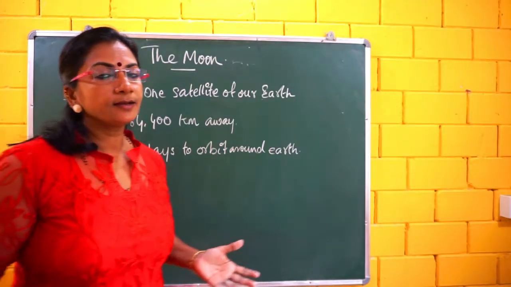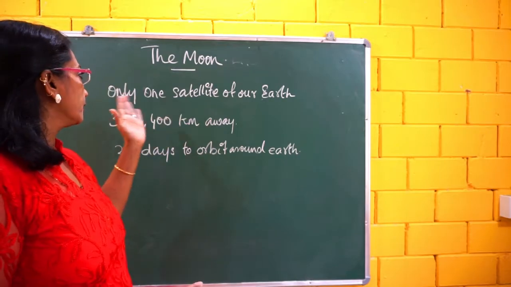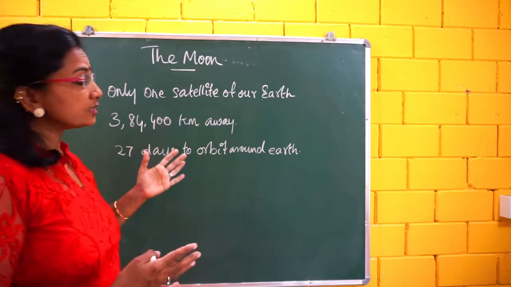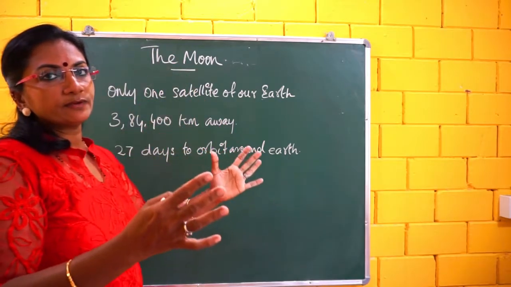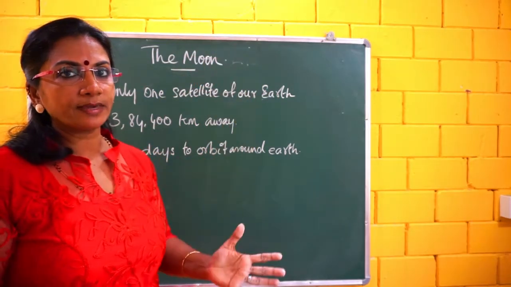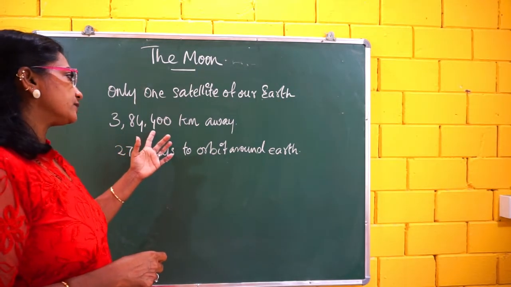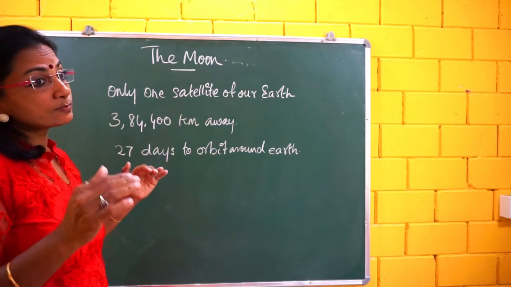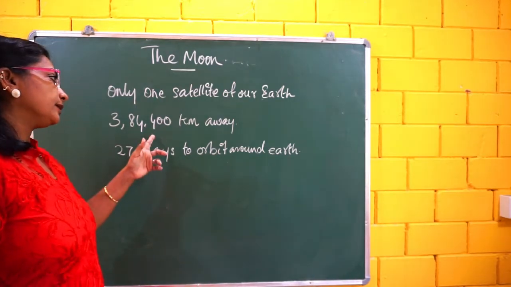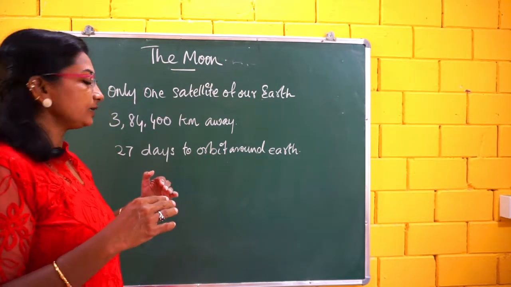Yes children. Next I am going to teach you about the moon. The moon is the only satellite of the earth. When we look at the sky, it appears so big. Why? Because it is only 384,400 kilometers away from us. But it is much smaller than our earth. It looks big when we look at the sky, but it is much smaller than our earth.